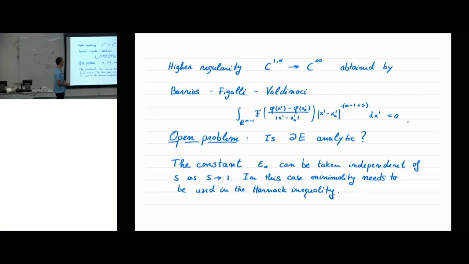Also, one remark is that the constant epsilon 0, the width of the band, can be taken independent of s as s tends to 1. So somehow you also want to recover this improvement of flatness statement, which is known as De Giorgi's theorem for minimal surfaces, saying that if you are sufficiently close to a plane, you are C1 alpha. If you want to recover also the local result, you can do it. Of course, you have to be a little bit more careful to get uniform estimates. So in the end, this constant epsilon 0 can be taken independent of s as s tends to 1.